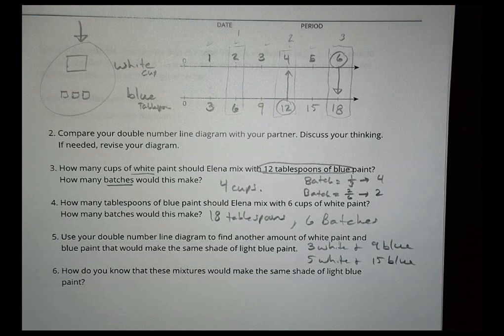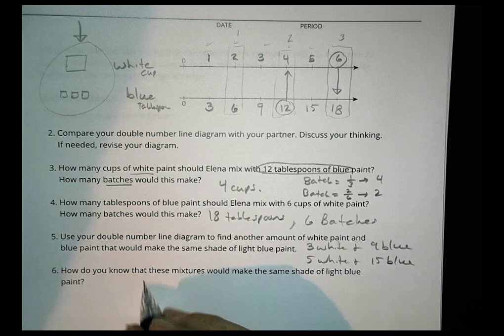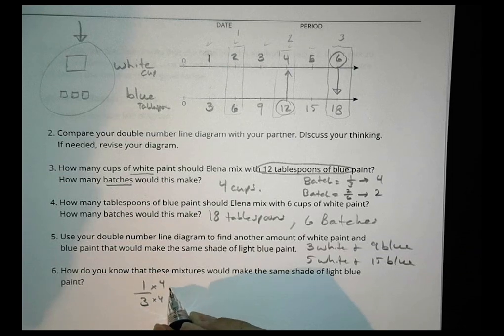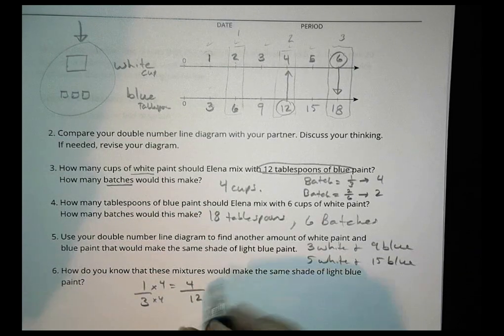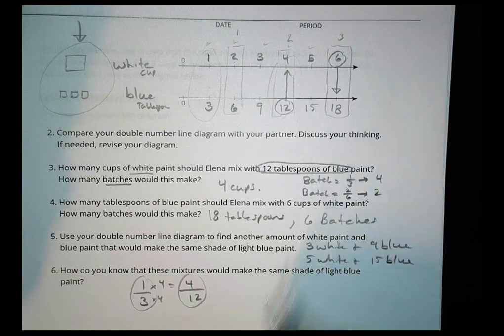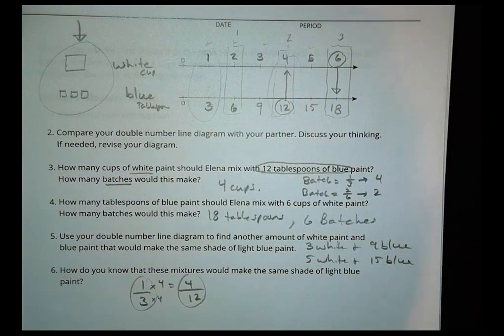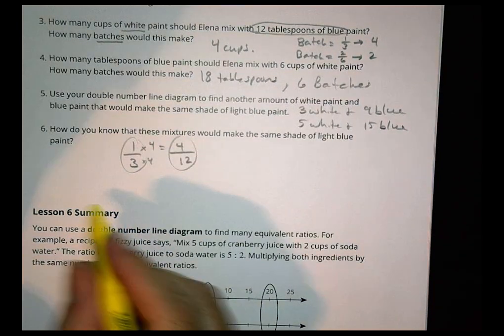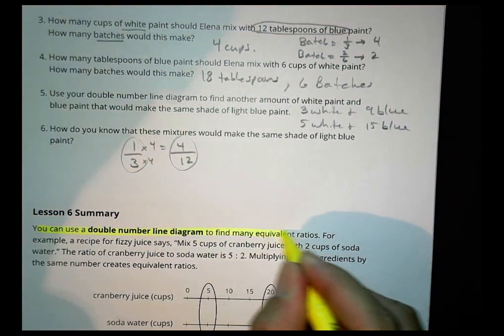That's how we know. When we multiply the top and the bottom numbers by the same number, we create an equivalent ratio. When I take a 1 by 3 and I multiply it by 4 and by 4, that gives me a 4 over 12. So 1, 3 and 4, 12 become equivalent ratios, telling me that they are going to make the same shade of paint. So in summary today, remember that we can use a double number line diagram to find many equivalent ratios.